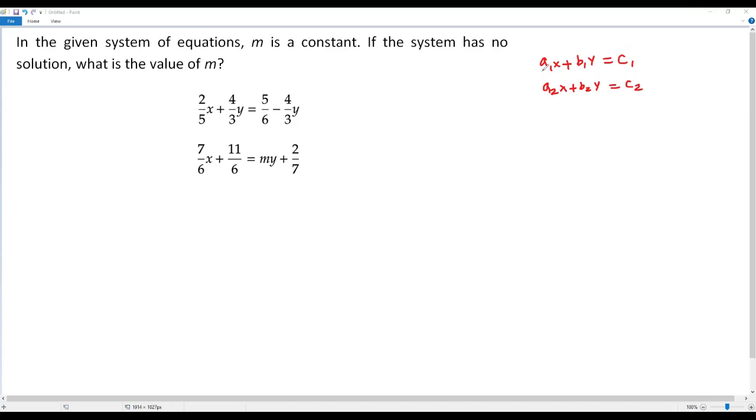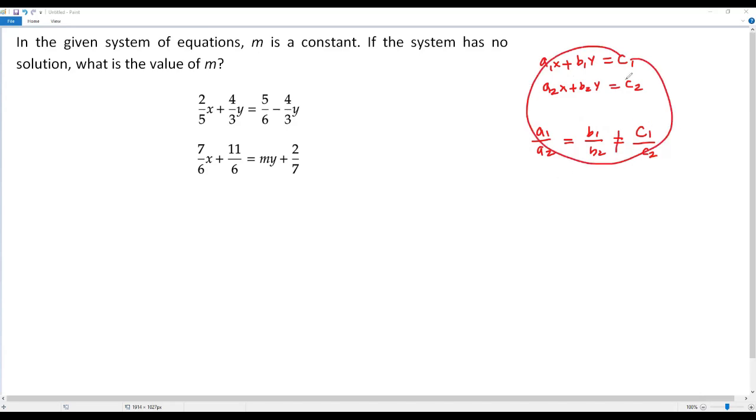Now let me get the ratio of the coefficients of x, that is a1 over a2, the ratio of the coefficients of y, b1 over b2, and the ratio of the constant terms, c1 over c2. If the system of two linear equations in standard form has no solution, then the ratio of the coefficients of x and the ratio of the coefficients of y will be equal, and both these ratios will not be equal to the ratio of the constant terms.